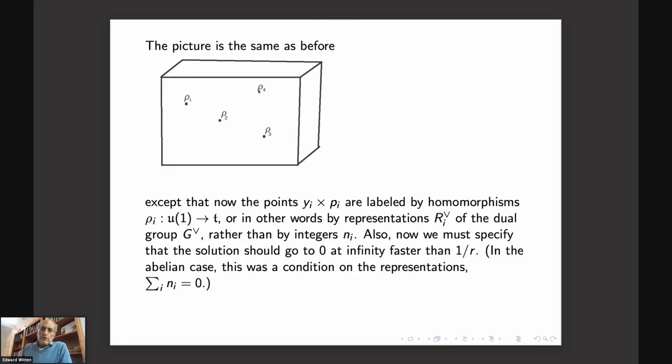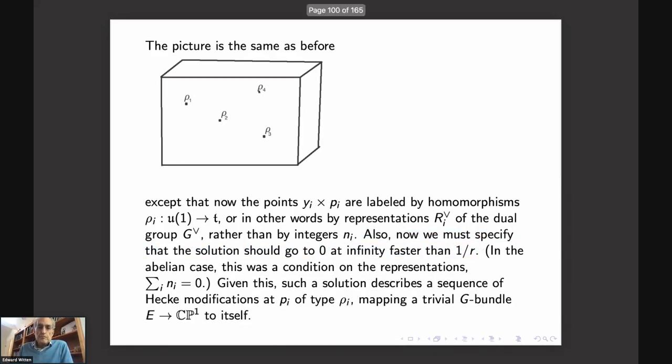Also, now we must specify that we want a solution that goes to 0 at infinity faster than 1 over r. In the Abelian case, that was equivalent to a condition on the representations: the sum of the n's should be 0. In the non-Abelian case, no matter what the representations are, we need to impose this condition. Now, given this, such a solution describes a sequence of Hecke modifications at p_i of type rho_i, mapping a trivial G bundle over CP^1 to itself.